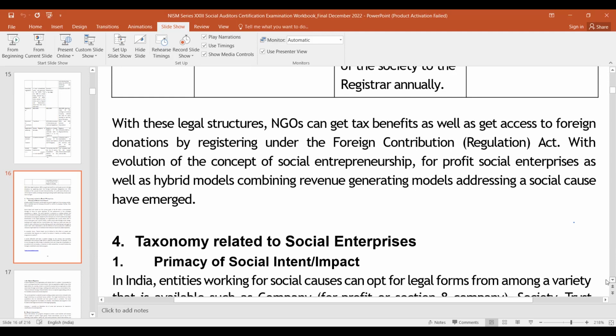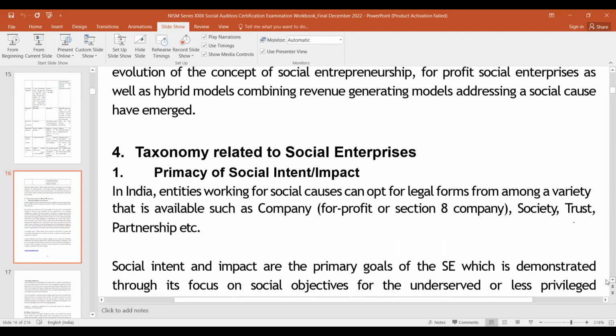Now let us study the taxonomy related to social enterprises. If anybody asks you a question on the formation or difference between trust, society, and Section 8 company, I think you can easily tell. They may ask questions on the registration authority, minimum number, annual compliances, etc. So the fourth point is taxonomy related to social enterprises.